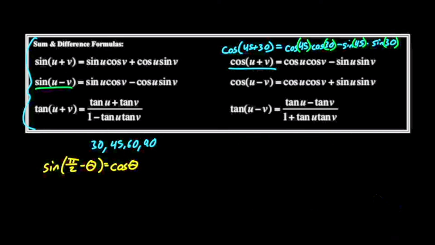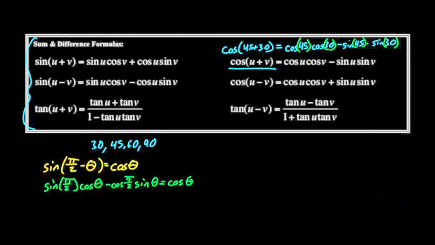If you have sine of u minus v, it tells you to take the sine of u times the cosine of v. So sine of the first angle, sine of pi over 2, times the cosine of the second angle, which is just theta, and then subtract cosine of u times sine of v, so minus cosine of pi over 2 times sine of theta. I just took the left side of that equation and expanded it. And apparently that's supposed to just equal cosine.